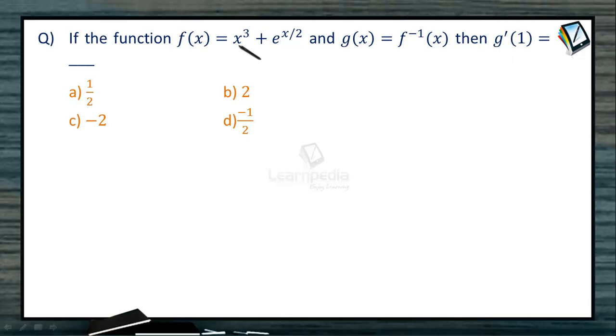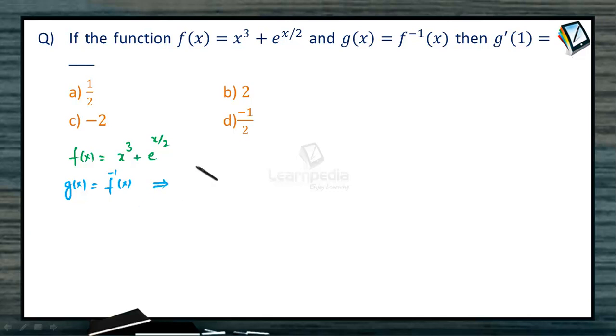Yes, it is quite difficult to find the inverse of this function as a definition of x, right? So what do we do? We'll use the properties of inverse functions. The given relation is f of x is x cube plus e to the power of x by 2, and we are given that g of x is the inverse of f.